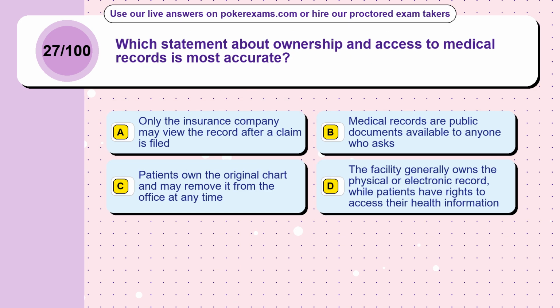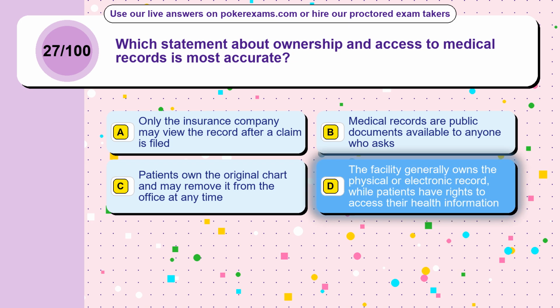Question 27. Which statement about ownership and access to medical records is most accurate? Option A, only the insurance company may view the record after a claim is filed. Option B, medical records are public documents available to anyone who asks. Option C, patients own the original chart and may remove it from the office at any time. Option D, the facility generally owns the physical or electronic record, while patients have rights to access their health information. The correct answer is option D.